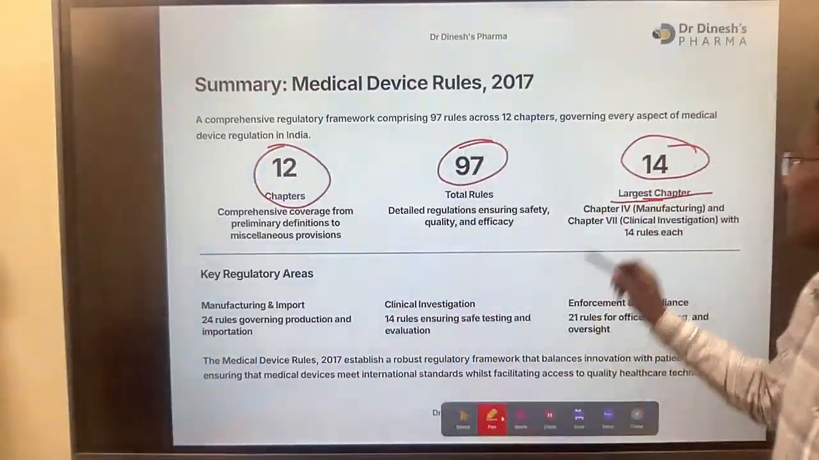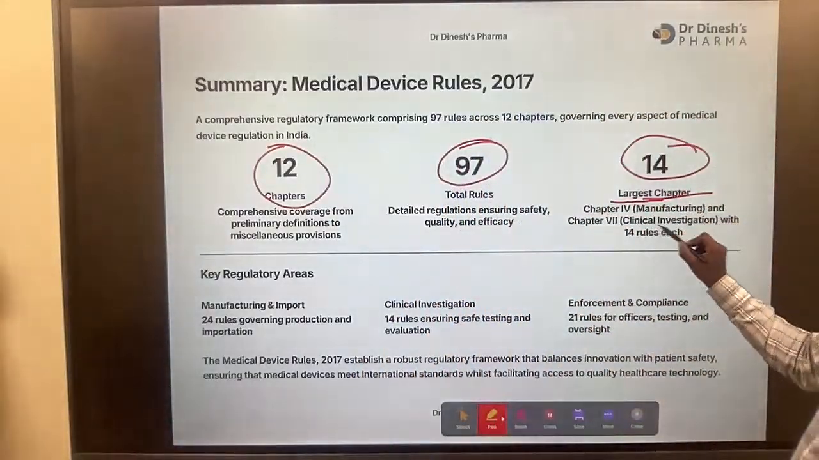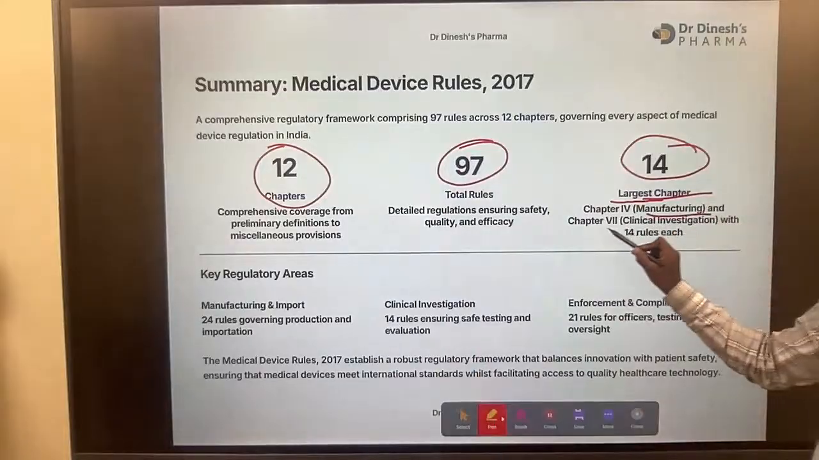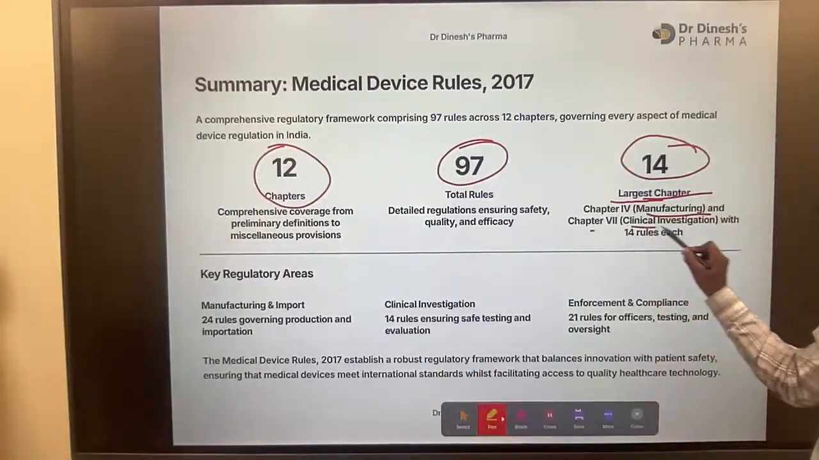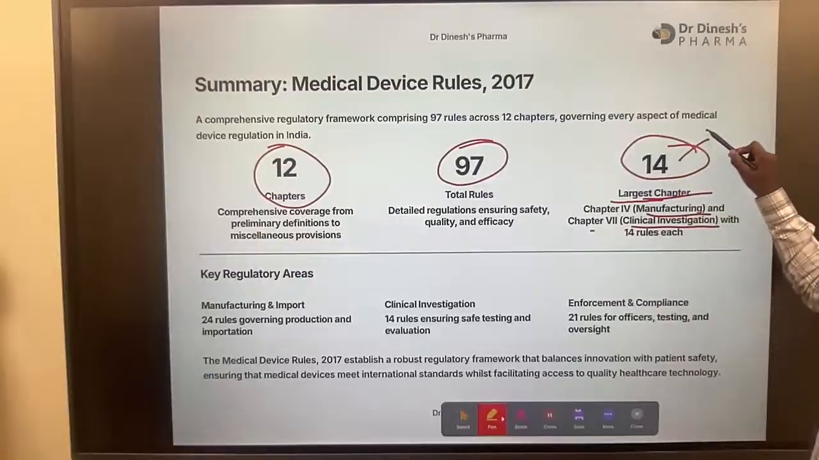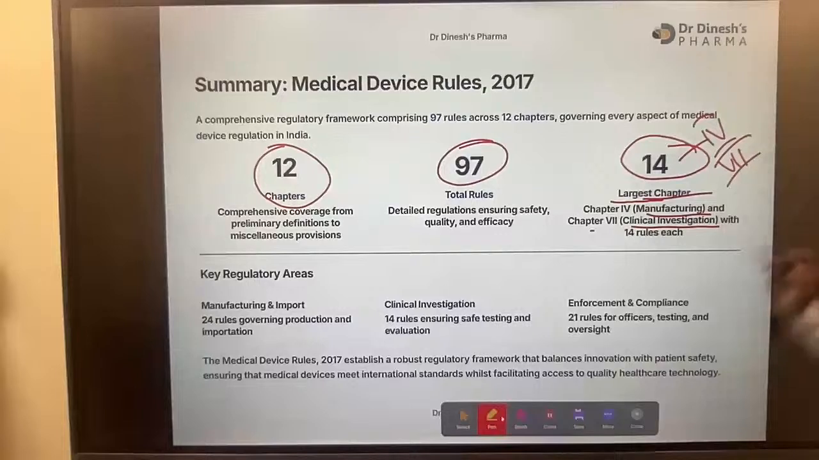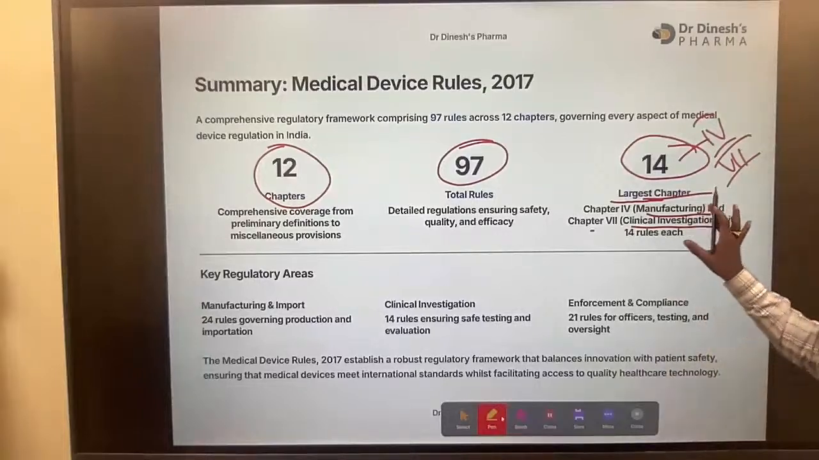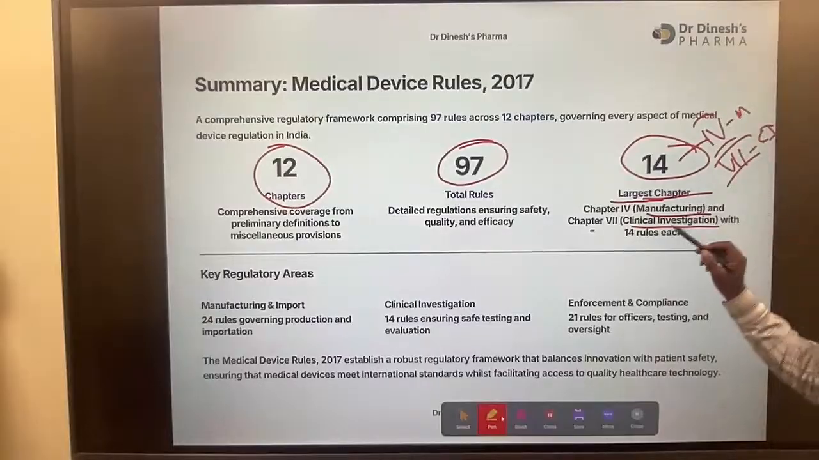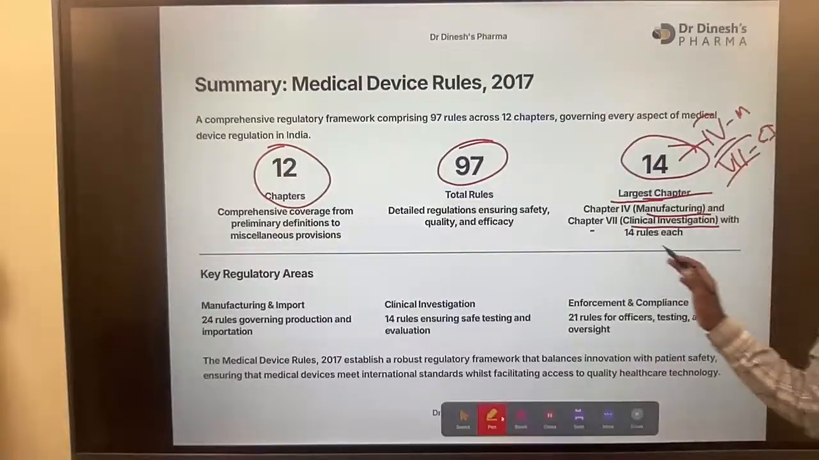So the largest chapter is the fourth chapter, which talks about manufacturing, and the seventh chapter talks about clinical investigation. These two contain 14 rules each. Fourth and seventh are the largest chapters; the fourth talks about manufacturing and the seventh talks about clinical investigation.